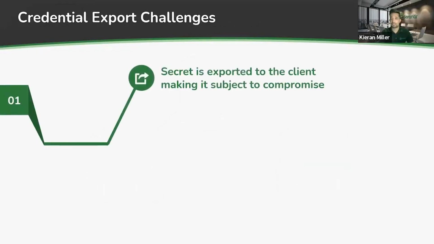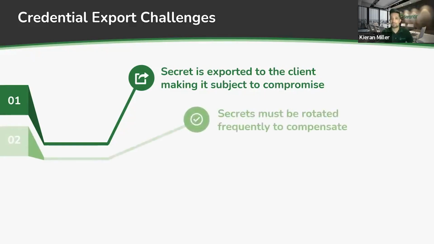So the challenge with this approach really all stems from the fact that the secret is exported to the client, which makes it subject to compromise. So what you'll see these systems do is they'll start to rotate the secrets frequently, basically to try to compensate for the fact that the secret is exported in the first place. So it's kind of just a band-aid on an overall problem, being that the secret was exposed.